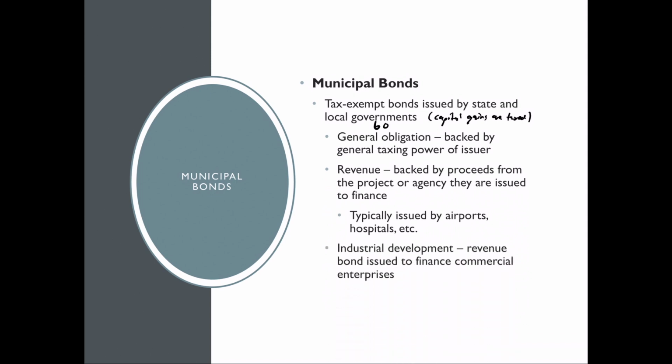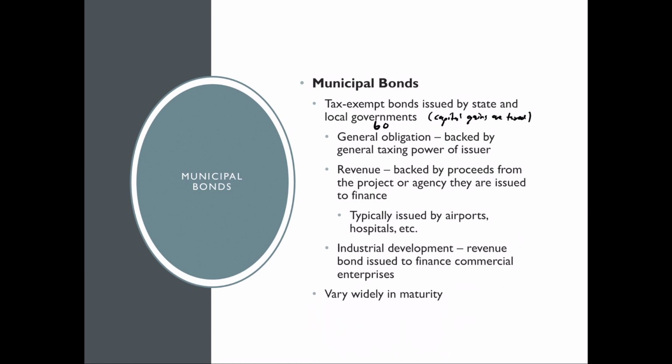You also have industrial development bonds, which are revenue bonds issued to finance commercial enterprises. So this is something such as the construction of a factory that can be operated by a private firm. When issuing these, you get the tax-exempt rate of a municipal bond. As a result, the federal government actually limits the amount of industrial development bonds that may be issued. And these municipal bonds vary widely in maturity.